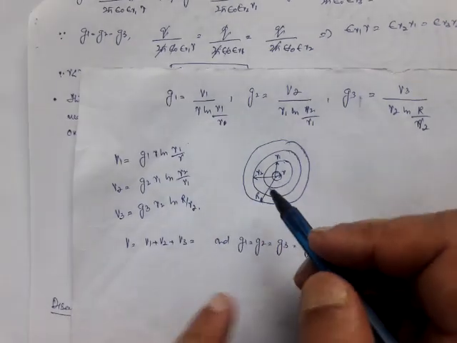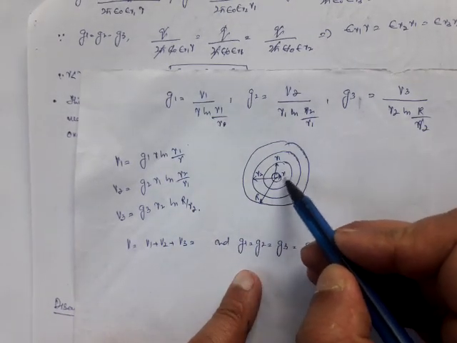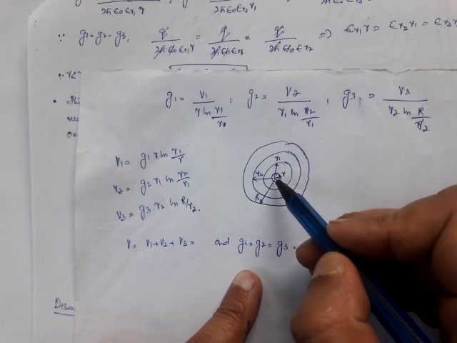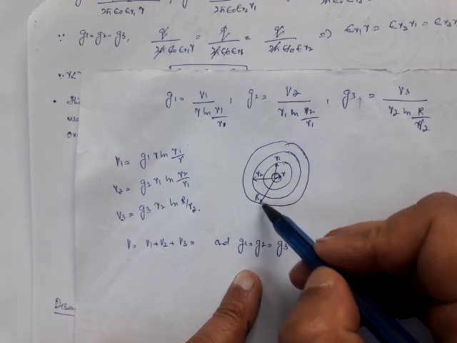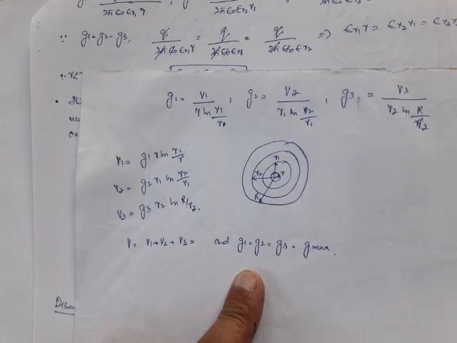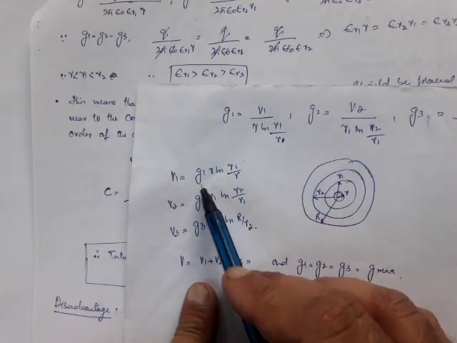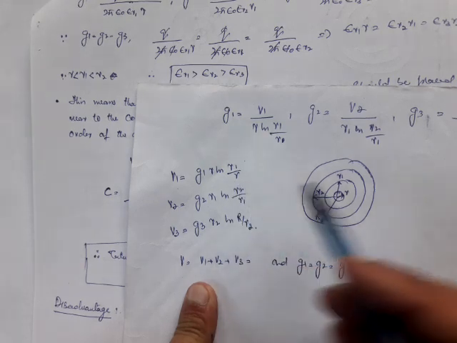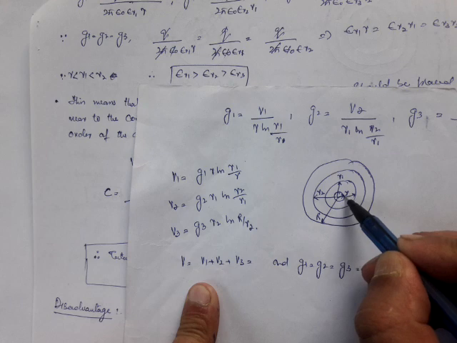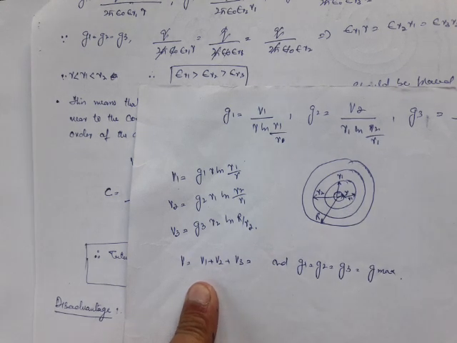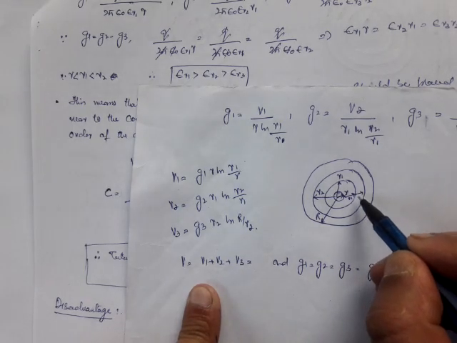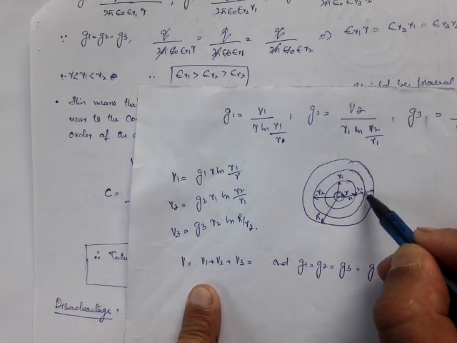And this is the distribution of these different radii. This is R, the radius of the conductor. This is R1, the radius of the first dielectric, R2 the radius of the second dielectric, and R the radius of the third dielectric. So from this equation, this V1 will be equal to G1 R ln of R1 by R. This V1 is actually the voltage across this. V2 is equal to G2 R1 ln of R2 by R1. This will be V2. Similarly, this will be V3.